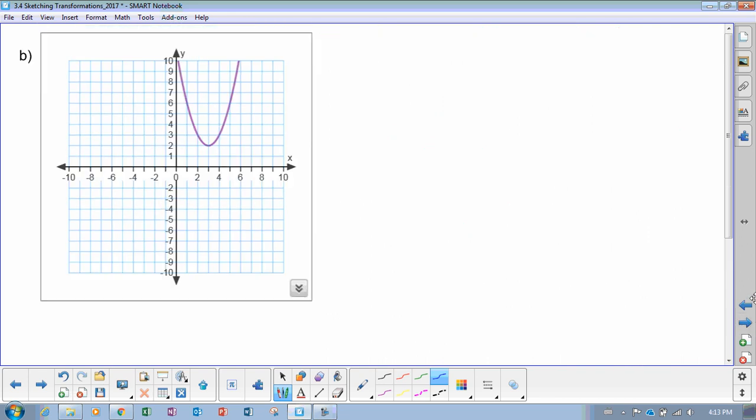Right, so this one right here. I'm not going to write out all the steps quite like I did before. I'm just going to go ahead and do it. I'm identifying my vertex, which is at 3 and 2. So I'm going to have y equals a(x - 3)^2 + 2. So that's my first step.